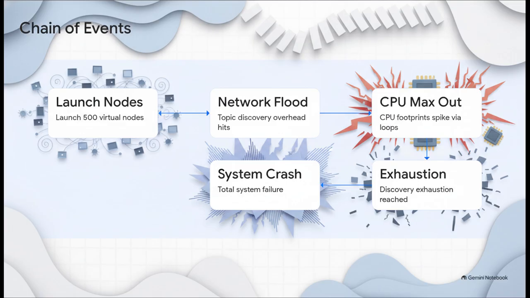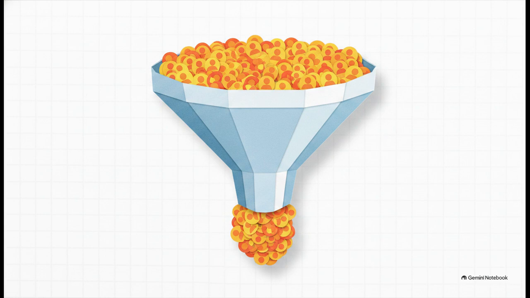The host CPU footprints max out as processing demand spikes, which is severely aggravated by the continuous data loops cycling through the local network stack. Step 4. Unable to clear the queues, the entire system experiences discovery exhaustion, and inevitably, Step 5, a total system crash. It's a precise sequential collapse triggered entirely by asking a localized hardware environment to handle exponentially too much simultaneous communication. Which brings us to our core conclusion, understanding the 500-node bottleneck.